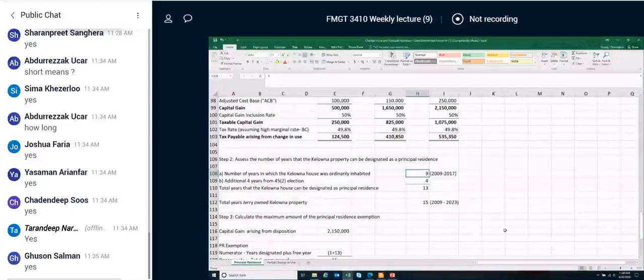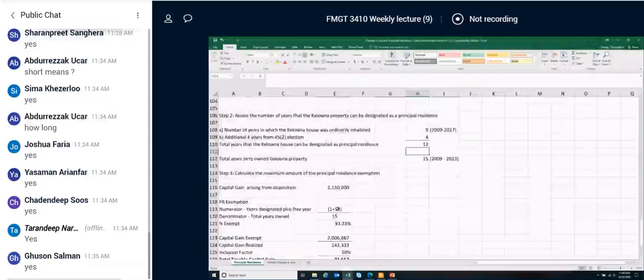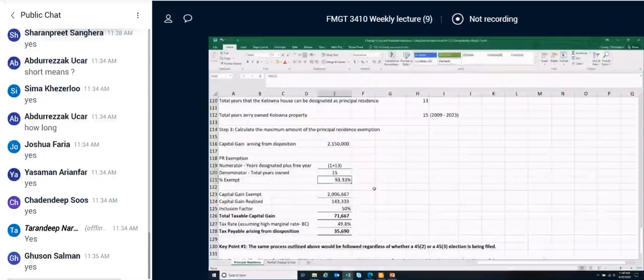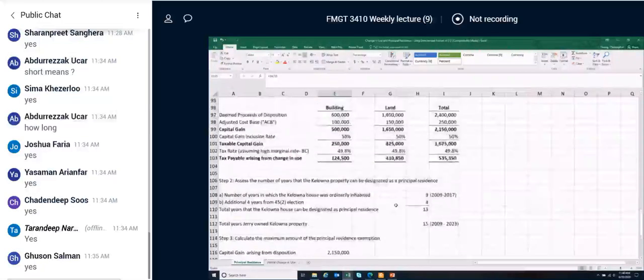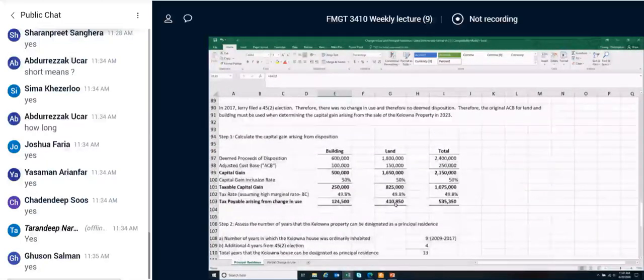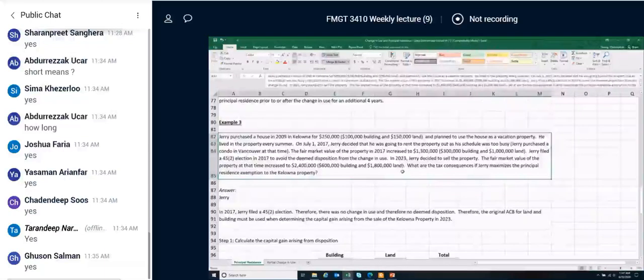Now you get 4 free years from the election. That's 13. So you sit there and say, well, that covers 13 years out of the 15 years. So I can designate it so that 13/15 is a principal residence. Now I add my free year. So 14/15 is exempt. And so now I can exempt 93.33% of the capital gain when we sell ultimately in 2023. Okay. In 2023.